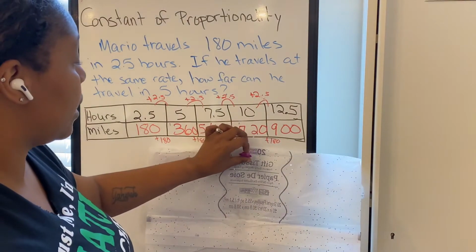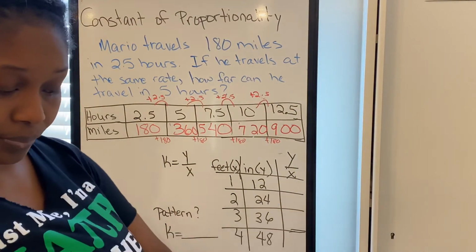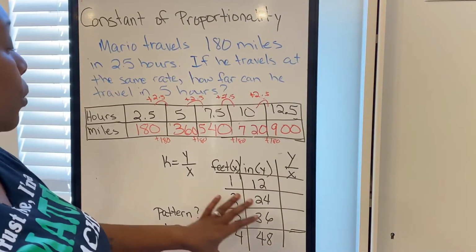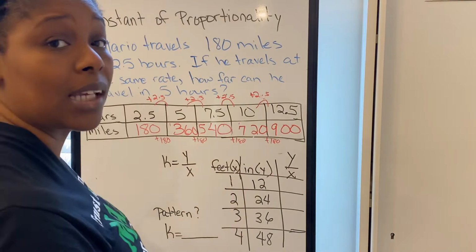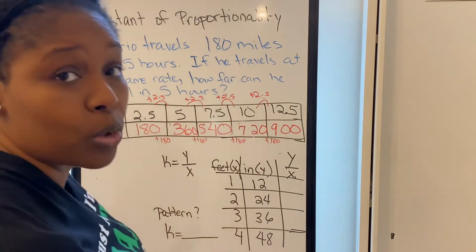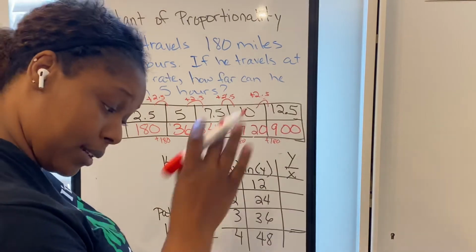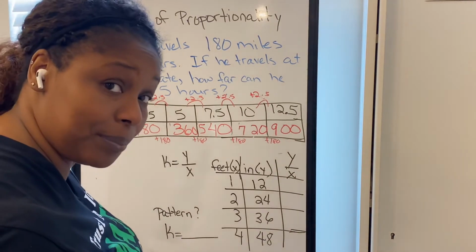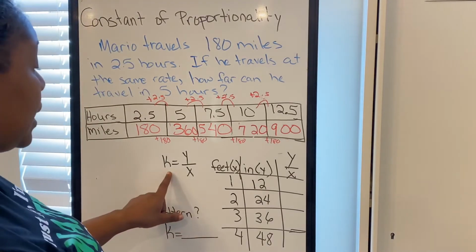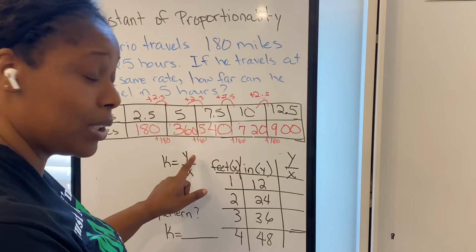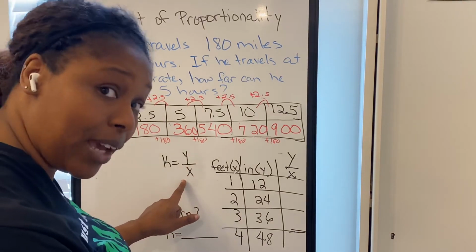So we're going to look at another example. What we're going to do is just examine this table and try to figure out what the constant of proportionality is. So think back. How did we determine the constant of proportionality? We used the letter K. And we said K equals our Y value divided by our X value.